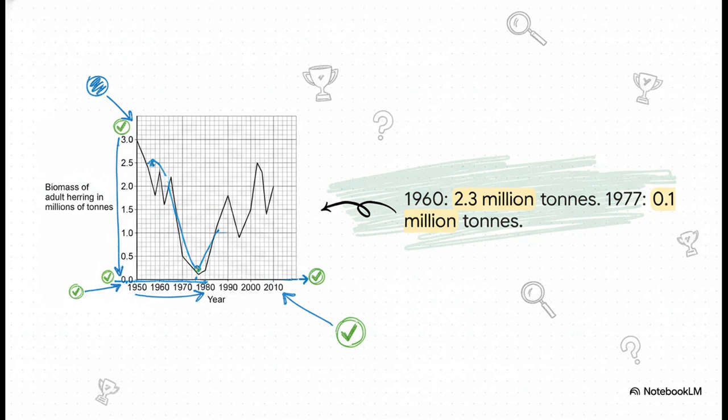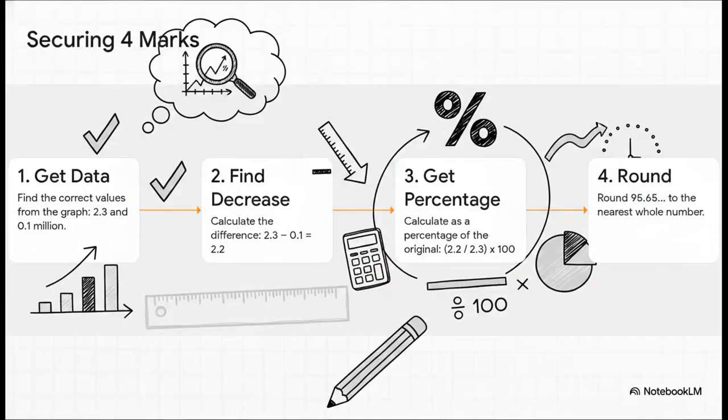Okay, so step 1 is always to grab the right data. We go to our graph, find the year 1960, and read across. That's 2.3 million tons. Then we do it again for 1977, which is way down at 0.1 million tons. Just getting these 2 numbers right is your first mark. Now we just follow the recipe, and look, you can see how each step gets you a mark.